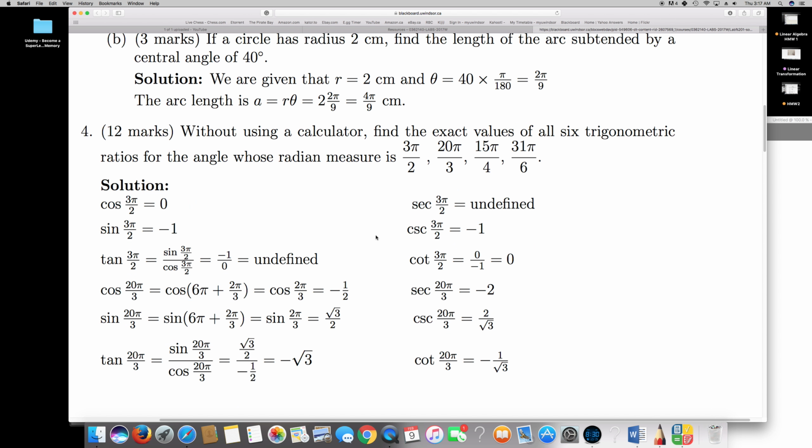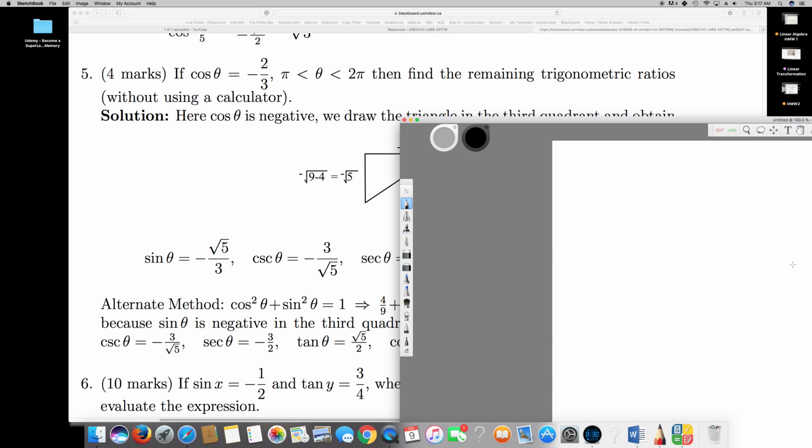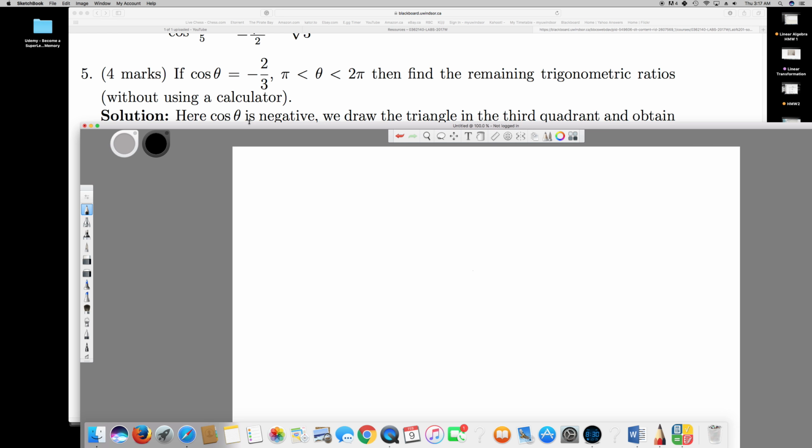Let's move to the next question. The next question is asking, if cos is equal to negative 2 by 3 and theta is between pi and 3 pi by 2, then find the remaining trigonometric ratios. So let's draw the line right here. Pi and 3 pi by 2 means this is in the bottom part right here.